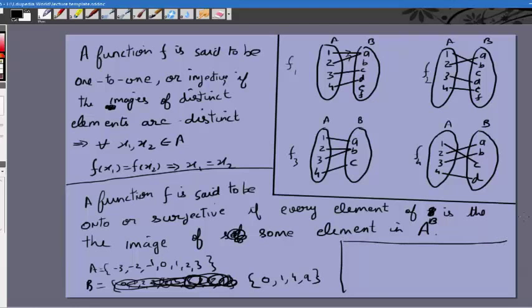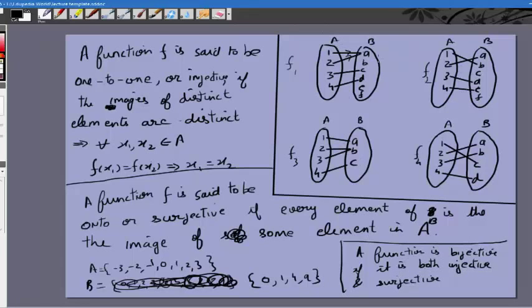Finally, the third definition is a function is called bijective if it is both injective and surjective. Right, so I'll just use the letters I, S, B to represent them, and let's look at these four.